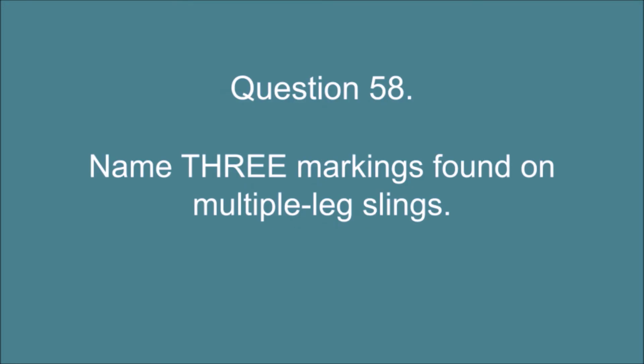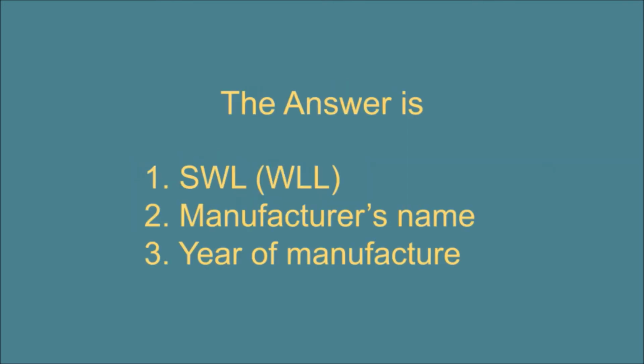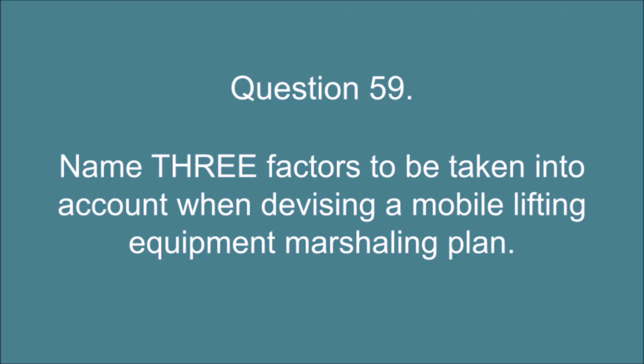Question 58. Name 3 markings found on multiple leg slings. The answer is: 1. SWL, WLL. 2. Manufacturer's name. 3. Year of manufacture.